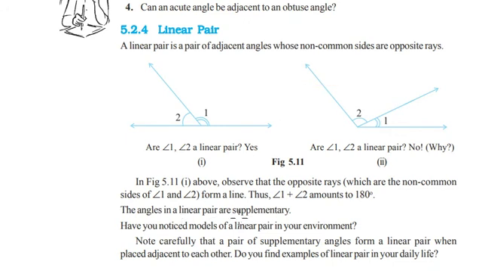The angles in a linear pair are supplementary. You can notice the measure of angle 1 and the measure of angle 2 add up to 180 degrees. If it is 180 degrees, then it is called a linear pair. Angle 1 plus angle 2 is equal to 180 degrees.